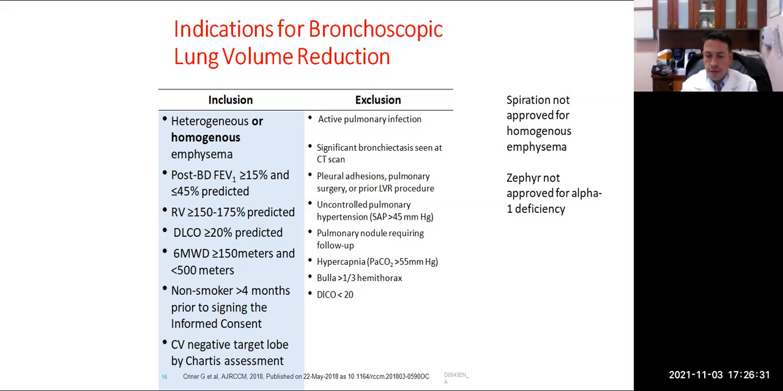So again, this is from a practical standpoint. I have a couple of alpha-1 patients who got valves, and I've used both valves. But just so you know, for your own knowledge, these are the inclusion and exclusion criteria. And if anyone has any questions, just feel free to jump in.